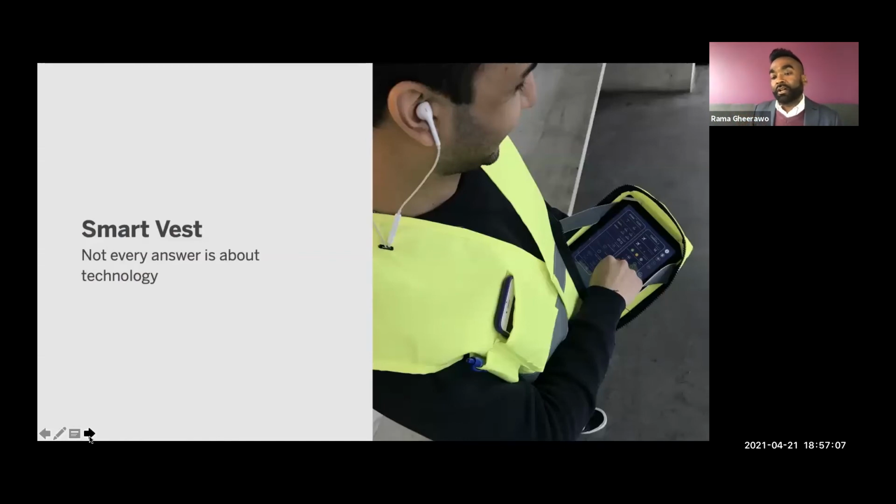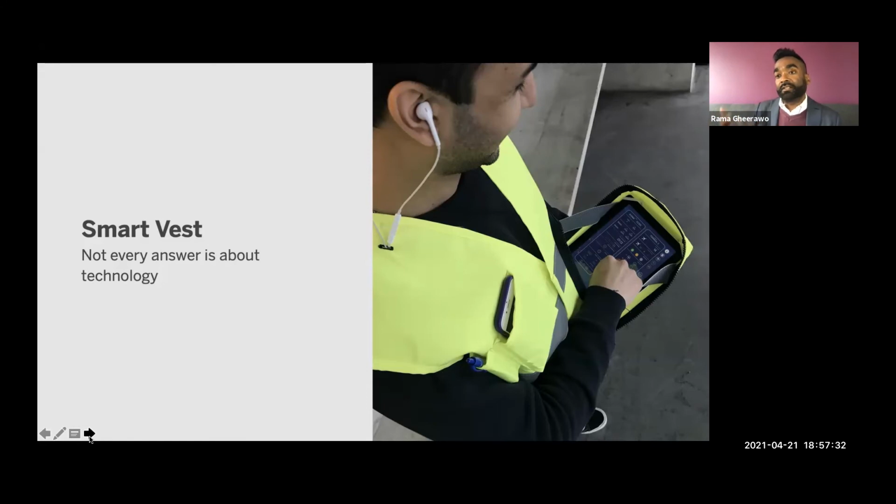Sometimes not every answer is about technology. This was for an airline who said their staff aren't using the technology. There's about 200 staff from 14 departments involved in an aircraft takeoff, turnaround. We realized, and my colleague Evelina realized this by talking to people, that it wasn't the problem of the technology, it's that they had nowhere to put it.